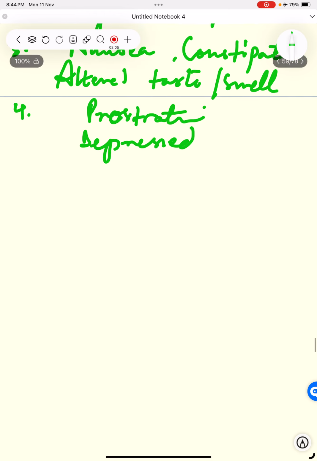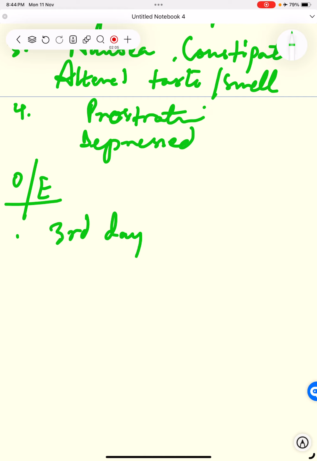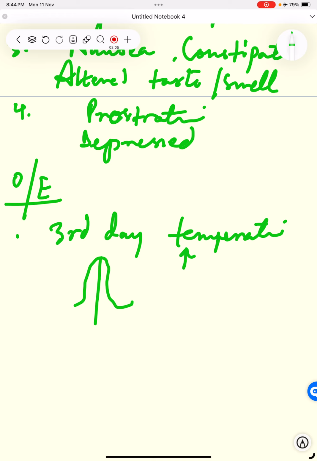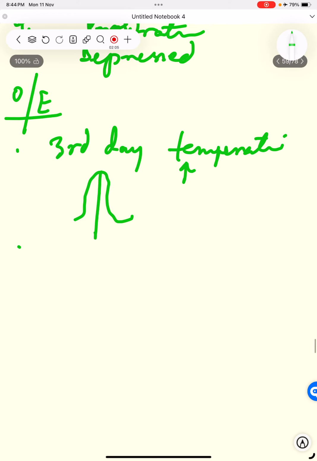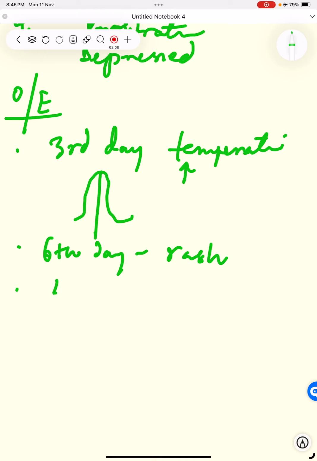Now when we examine such a case, there are certain things that will be observed. Usually on the 3rd day of the onset of the disease, the temperature will be very high. So this kind of a curve is seen. On the 6th day, the patient can come with a rash. You can see that the lymph nodes, especially the cervical group of lymph nodes, will be enlarged.